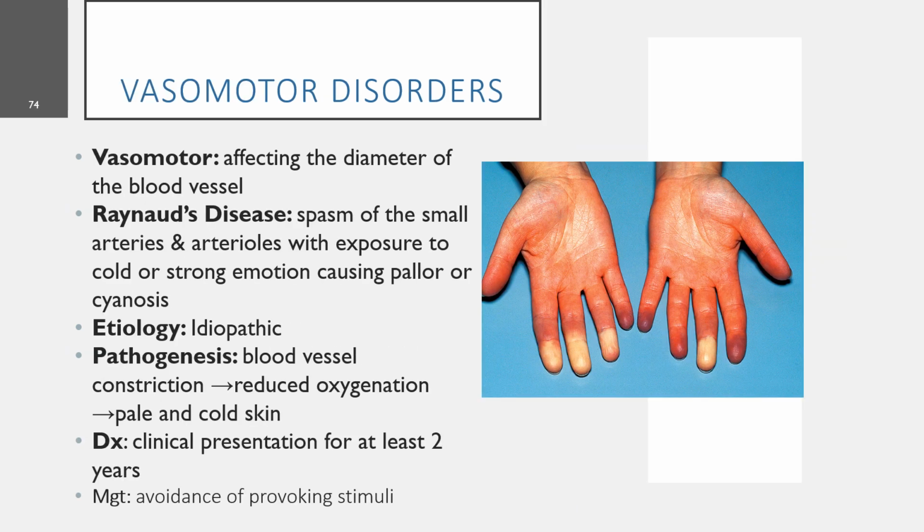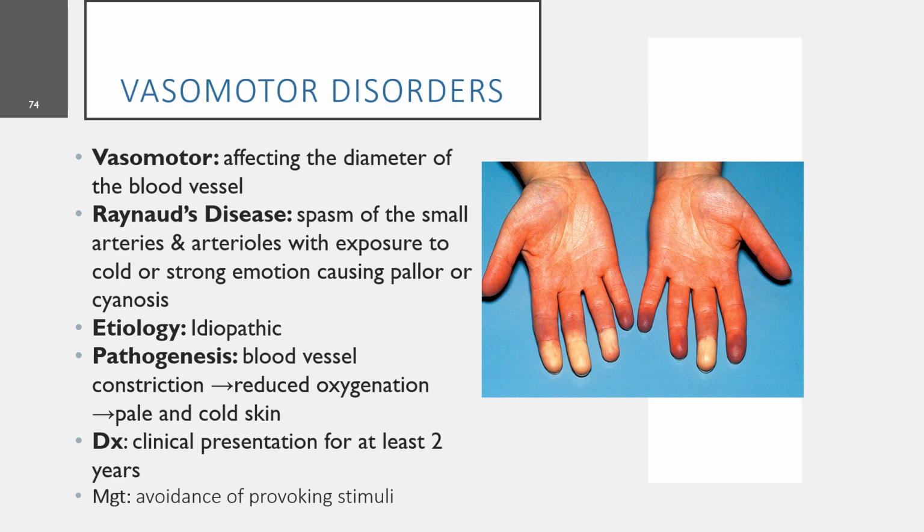Vasomotor disorders. An example is Raynaud's phenomenon. This is intermittent episodes of small arterial constriction in the extremities causing temporary pallor and cyanosis of the digits and changes in skin temperature. It's triggered by cold temperatures or strong emotions like anxiety or excitement. Raynaud's disease is a primary idiopathic vasospastic disorder causing these episodes. Raynaud's phenomenon is secondary to an underlying disease or condition.